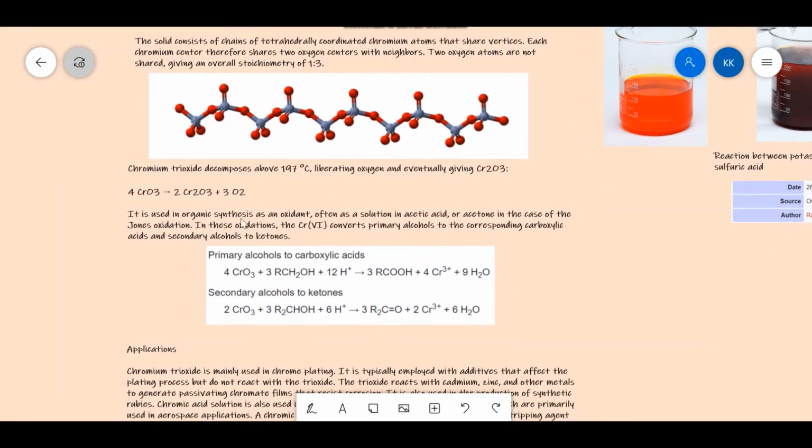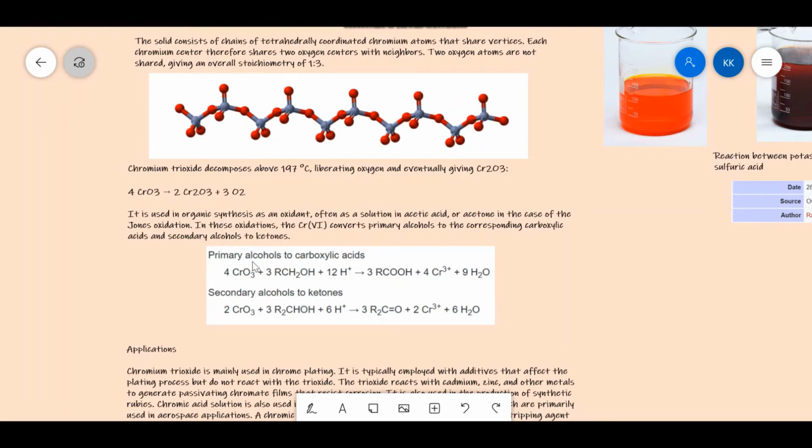It is used in organic synthesis as an oxidant, often as a solution in acetic acid or acetone. It is soluble in both of these in the case of Jones oxidation. In these oxidations, the chromium 6 converts primary alcohols to the corresponding carboxylic acid and secondary alcohols to ketones. So you can see the primary alcohol has been converted to a carboxylic acid right here, while the secondary alcohol has been converted to a ketone.